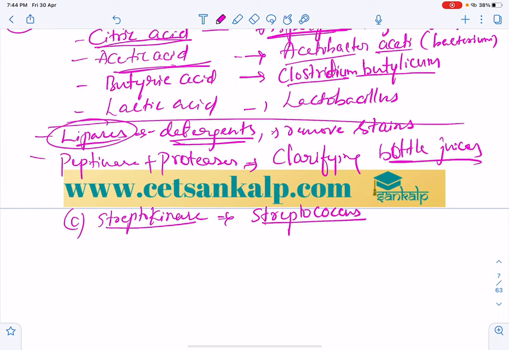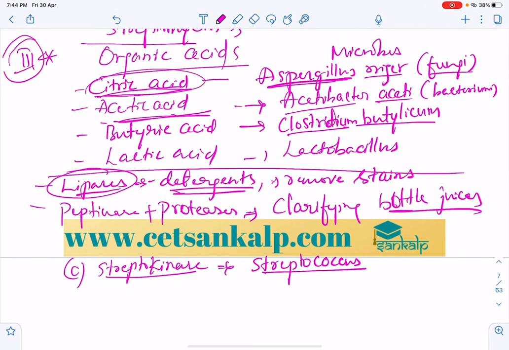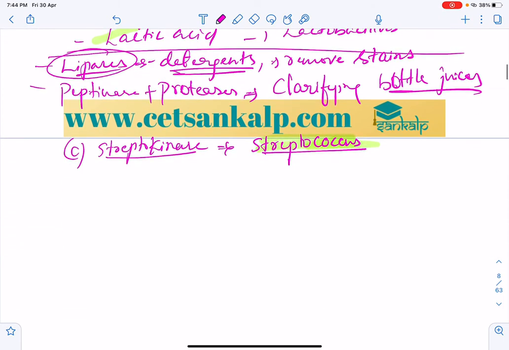Here we have to keep in mind that citric acid is the only organic acid obtained using fungi. All other organic acids we have studied are from bacteria. And Streptococcus, which is a bacterium, is used to obtain streptokinase.